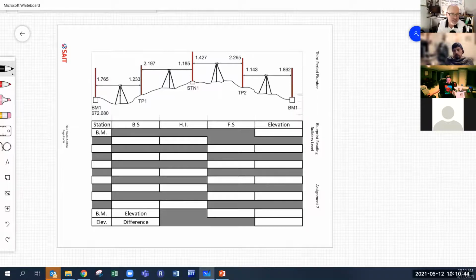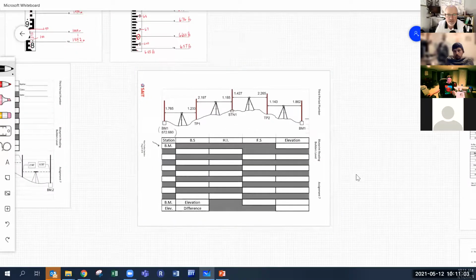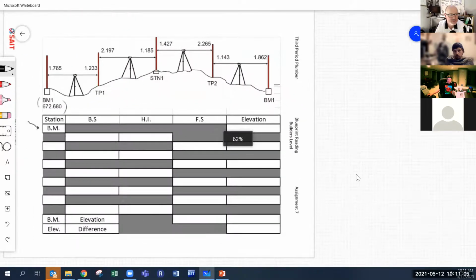Now, the first thing we do is we start with a known benchmark. Yes, BM stands for benchmark, and this is the benchmark. So at this location, let me just squeeze this down a little bit more, and then I'll increase the size of this.